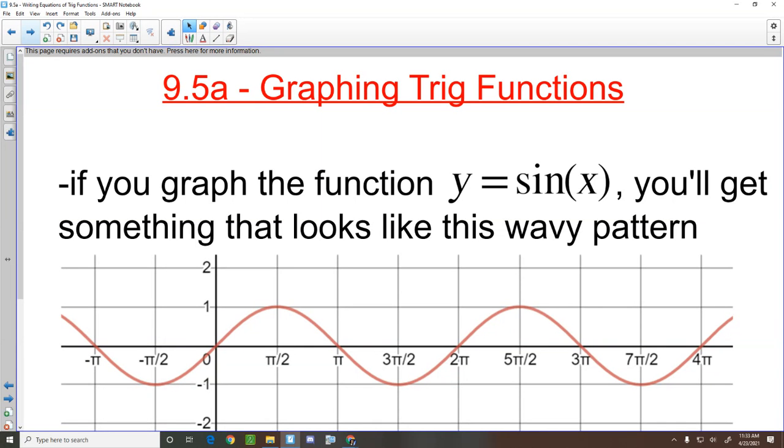Graphs! Yes! Did you know that you could graph a trig function? Like you can graph the sine of x. What? That sounds insane. What would that even look like? Here's a hint. It's that.